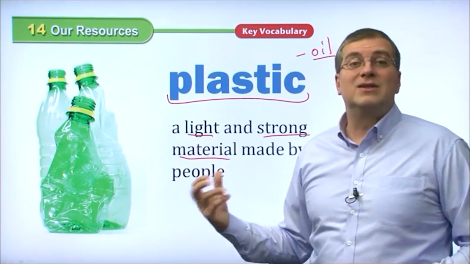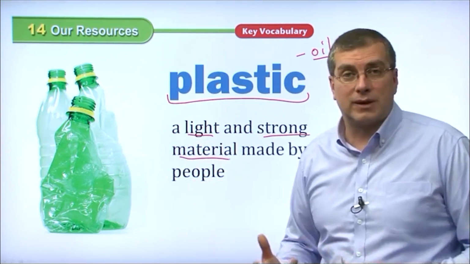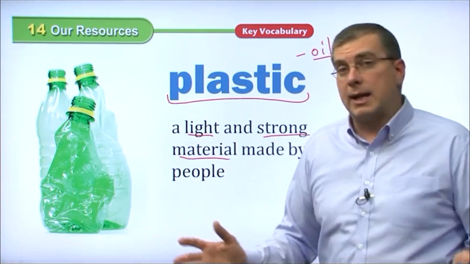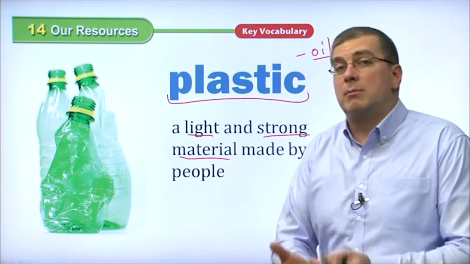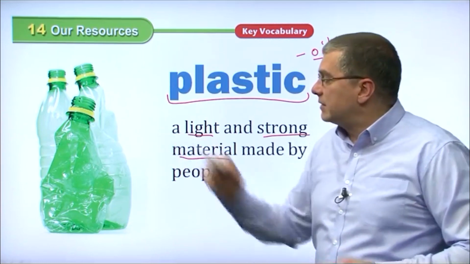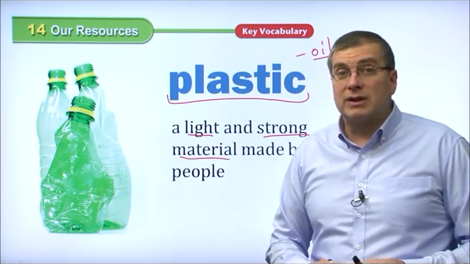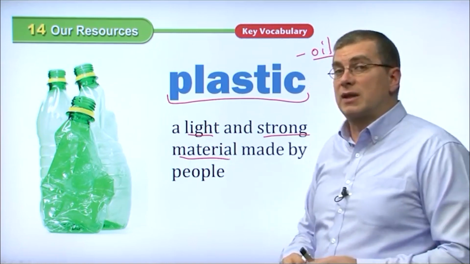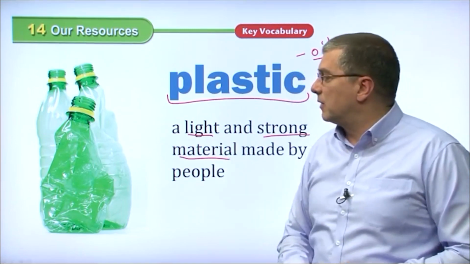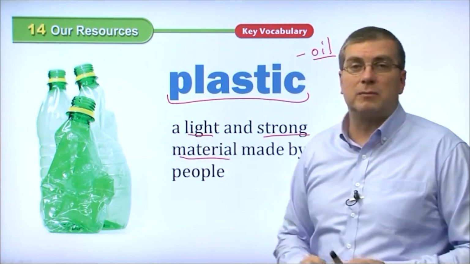It's easier to transport than glass because we don't have to worry if we drop it, it won't break like glass. It's lighter than metal, but it can be very strong like metal too. So plastic is a very important invention, a very important discovery. Of course, it is made from oil, and it's a certain type of process that we use to make plastic.